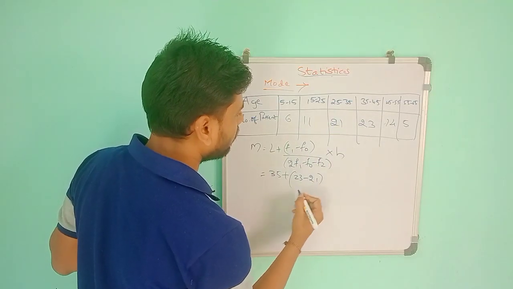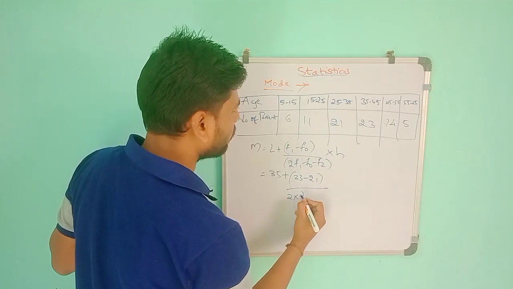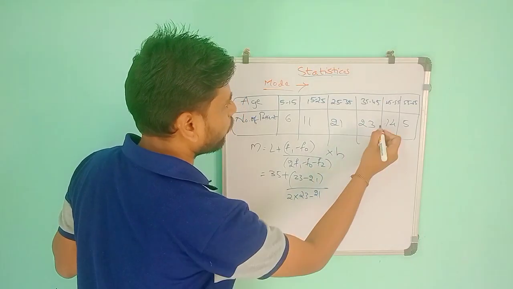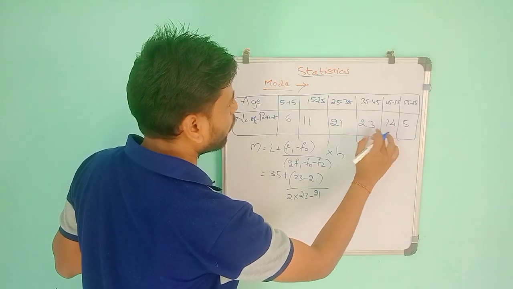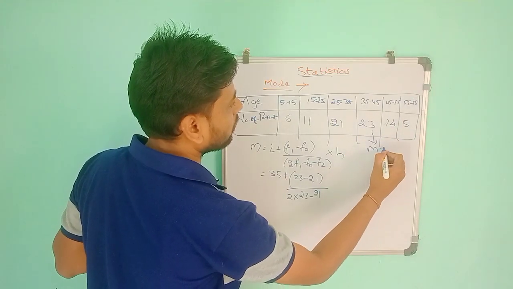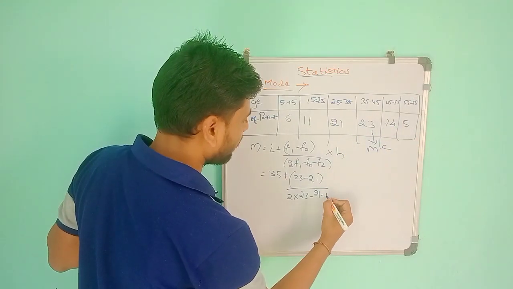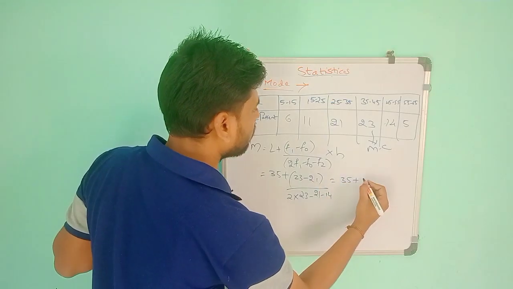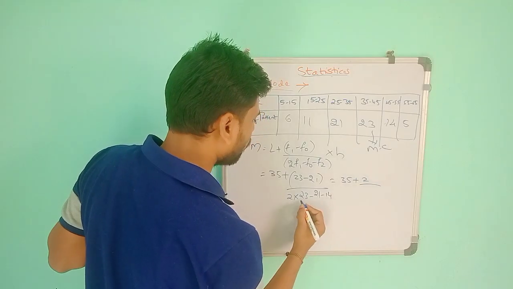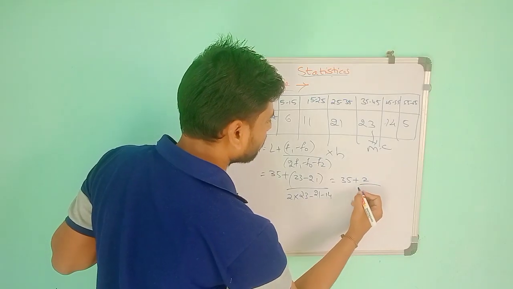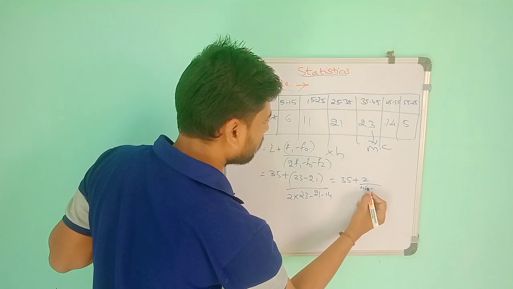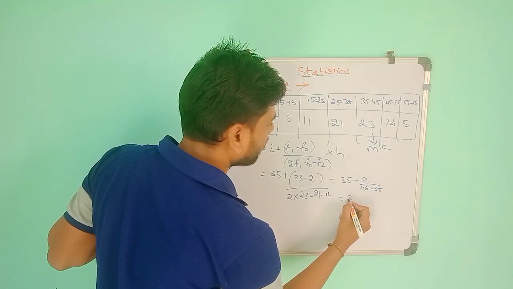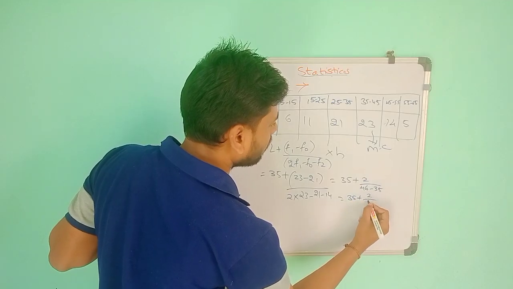So 35 plus F1, the frequency of that model class, is 23, minus F0, the previous one, is 21, divided by 2 into F1, which is 23, then minus F0, which is 21, and F2, the succeeding frequency of the model class, is 14. So this is 35 plus (23 minus 21 is 2) divided by (2 into 23 is 46, 46 minus 21 and 14). So it will give 35 plus 2 divided by 11.